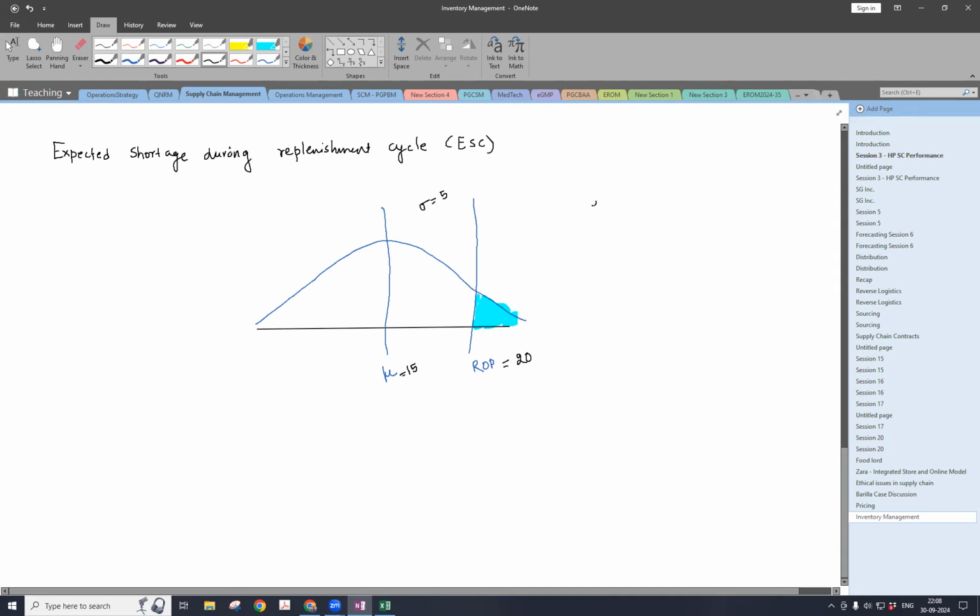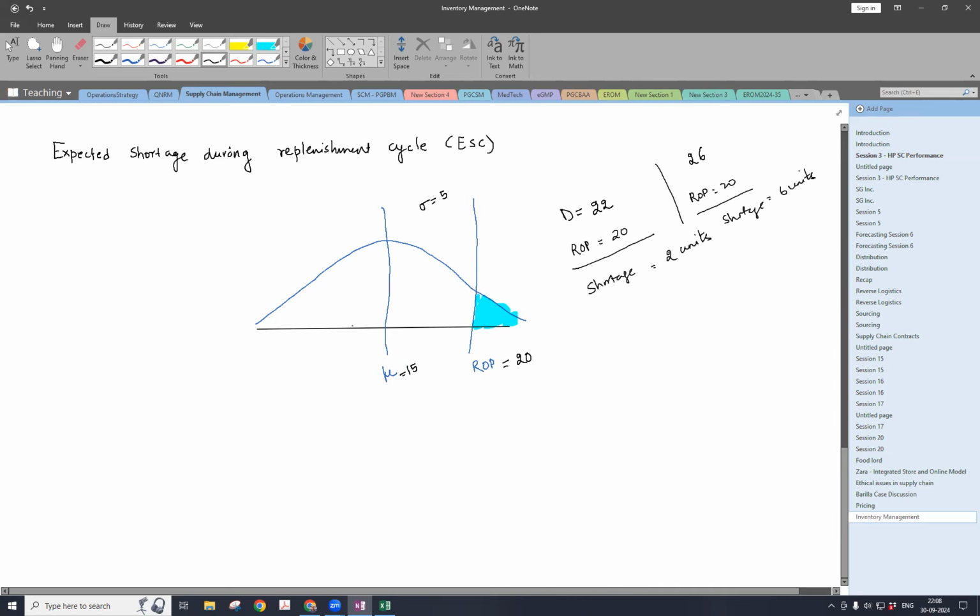Now, if my demand happens to be 22, because I set my reorder point at 20, the shortage that I am going to have, this is the demand in one particular week, is 2 units, right? Now, if the demand happens to be 26, because my reorder point is 20, in that particular period, the shortage happens to be 6 units, right?